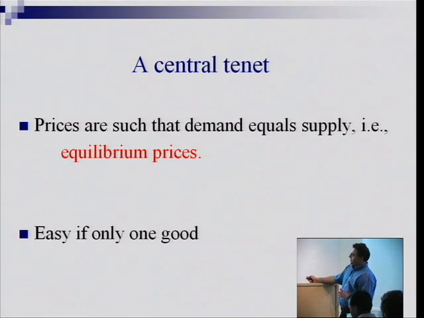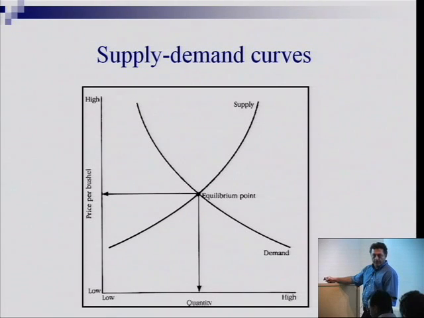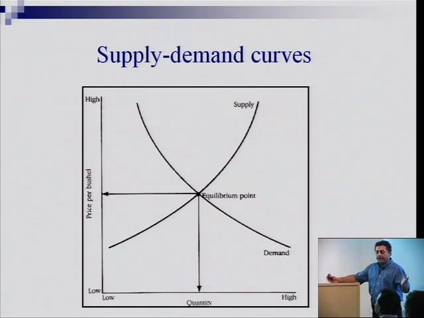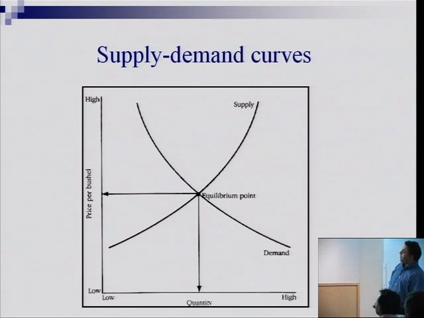And that's very easy if there's only one good, because you just look at supply-demand curves, and where they intersect is the equilibrium price. And if you deviate from the equilibrium price one way or the other, there'll be forces moving prices back to the equilibrium price. Okay? But that's too simple a situation, one good only. So what happens if you have many buyers, many goods, many desires, many buying powers? How do you study this business of parity between supply and demand?